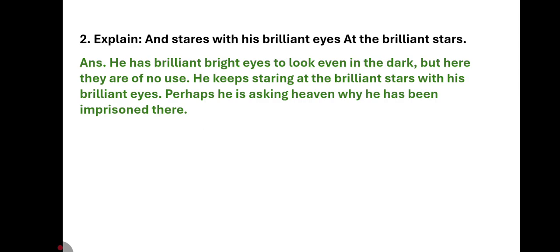Explain: stares with his brilliant eyes at the brilliant stars. He has brilliant bright eyes to look even in the dark, but here they are of no use. He keeps staring at the brilliant stars with his brilliant eyes. Perhaps he is asking heaven why he has been imprisoned there.